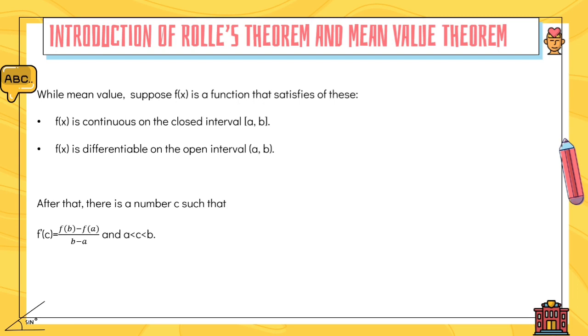For the mean value theorem, suppose f(x) is a function that satisfies these conditions. f(x) is continuous on the closed interval [a, b] and f(x) is differentiable on the open interval (a, b). Then there is a number c such that f prime c equals f(b) minus f(a) over b minus a, and a is less than c, c is less than b.